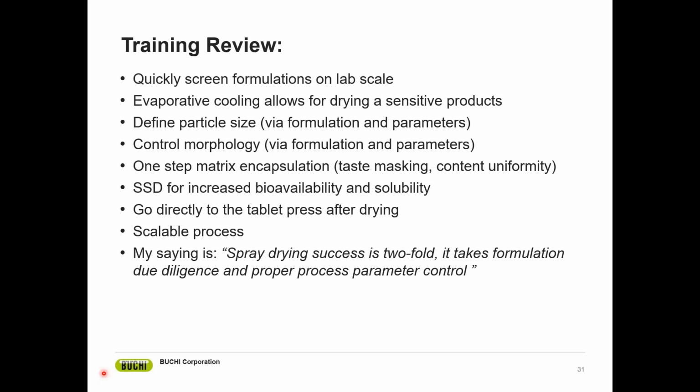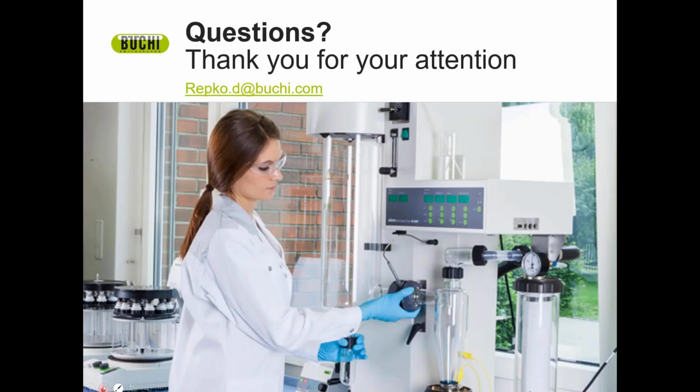A lot of times you can go directly to a tablet press, maybe with the addition of a few more products. Spray drying is attractive because it is a scalable process. And I'll just end by saying, my saying is, spray drying is twofold. It takes formulation due diligence and process parameter control to really get to where you want to go. And now we have time for questions.